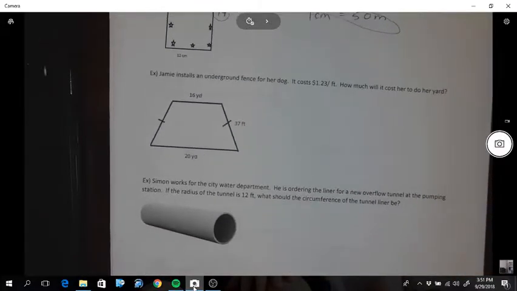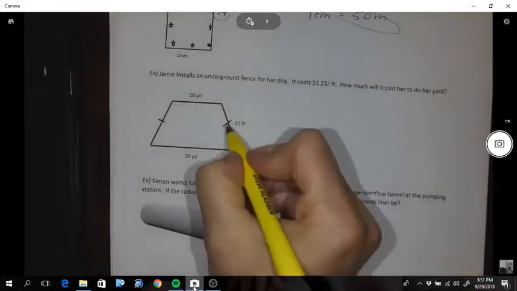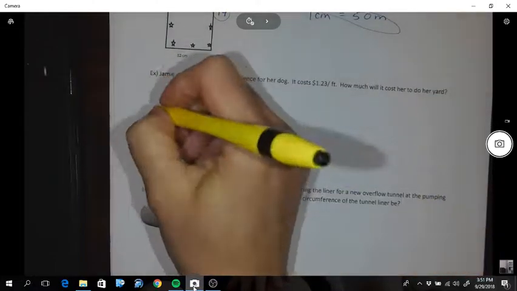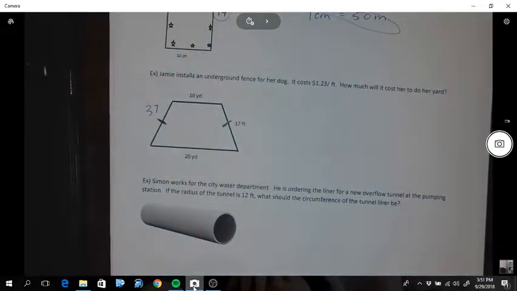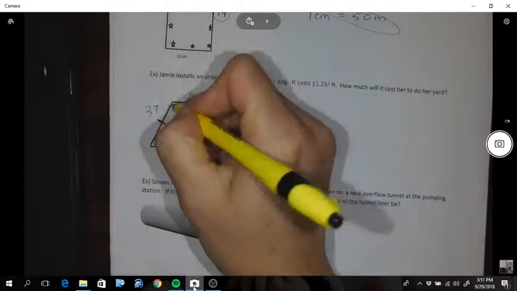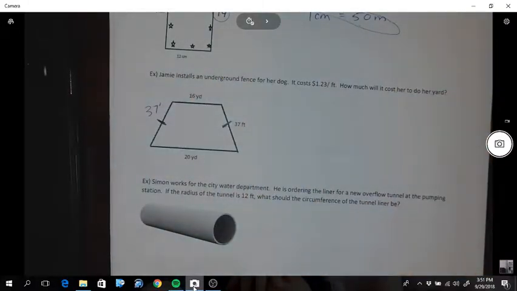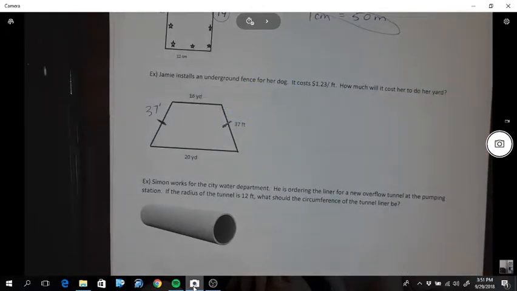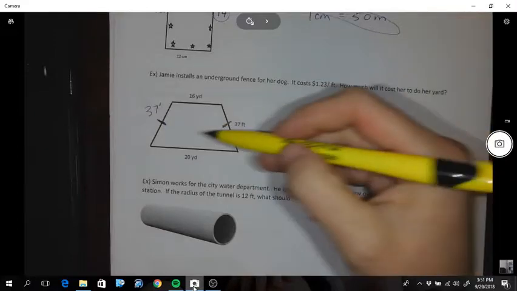Number 2, Jamie installs an underground fence for her dog. It costs $1.23 per foot. How much will it cost her to do her yard? Okay, so if this symbol and this symbol are on that line, it means that they're the same distance. So that is 37 feet. Okay, I have a problem here because this is in feet and that's in yards, so that's not going to help me. So let's convert everything to feet.